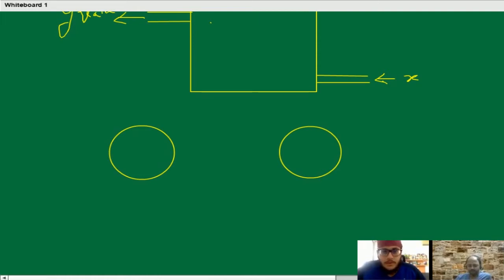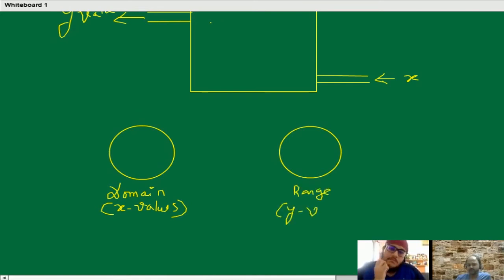Okay, so for a set, first we have to know the domain. Domain means X values, and this one is the range. Range means Y values.